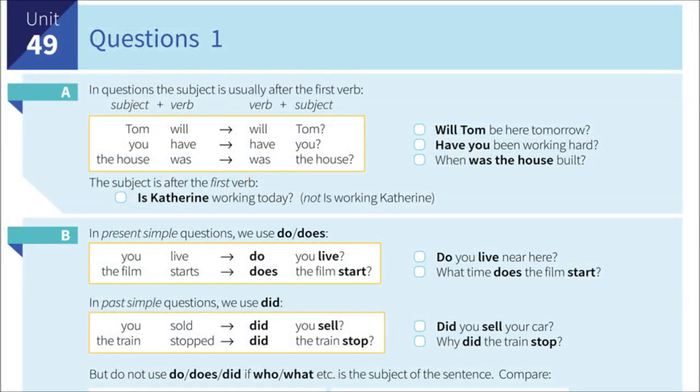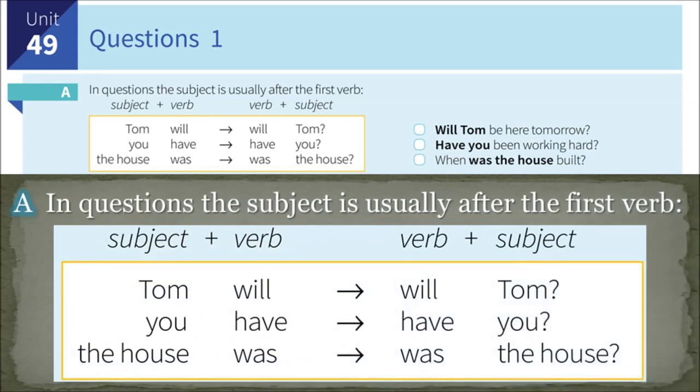Unit 49. Questions 1. A. In questions, the subject is usually after the first verb. Subject plus verb, verb plus subject. Tom will. Will Tom? You have. Have you? The house was. Was the house?